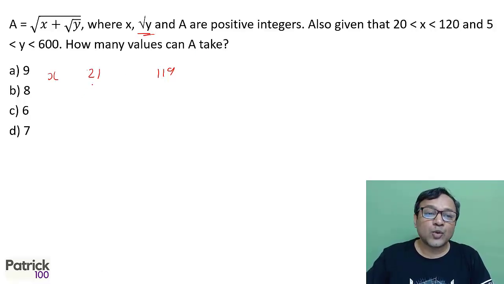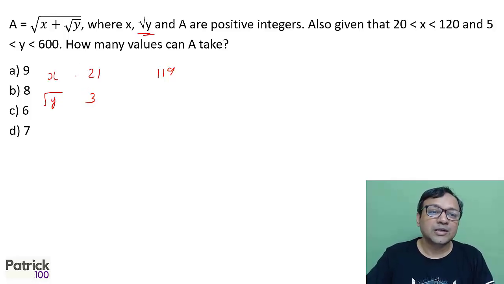That means root y, if you look at y is more than 5, and since root y is a positive integer, so what can y be? y can be minimum 3, root 9, because root 4 will give you 2, but we need 3 as the positive integer. Maximum less than 600, 24 square, because 25 square is 625, 24 square is 576, so 24.